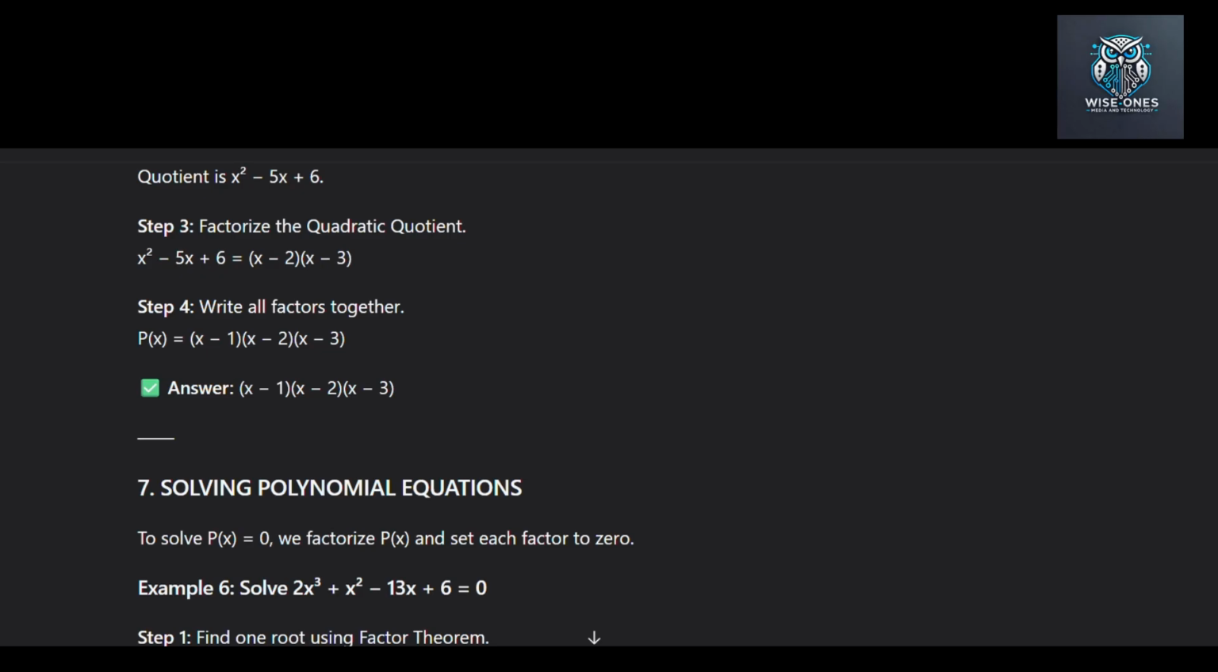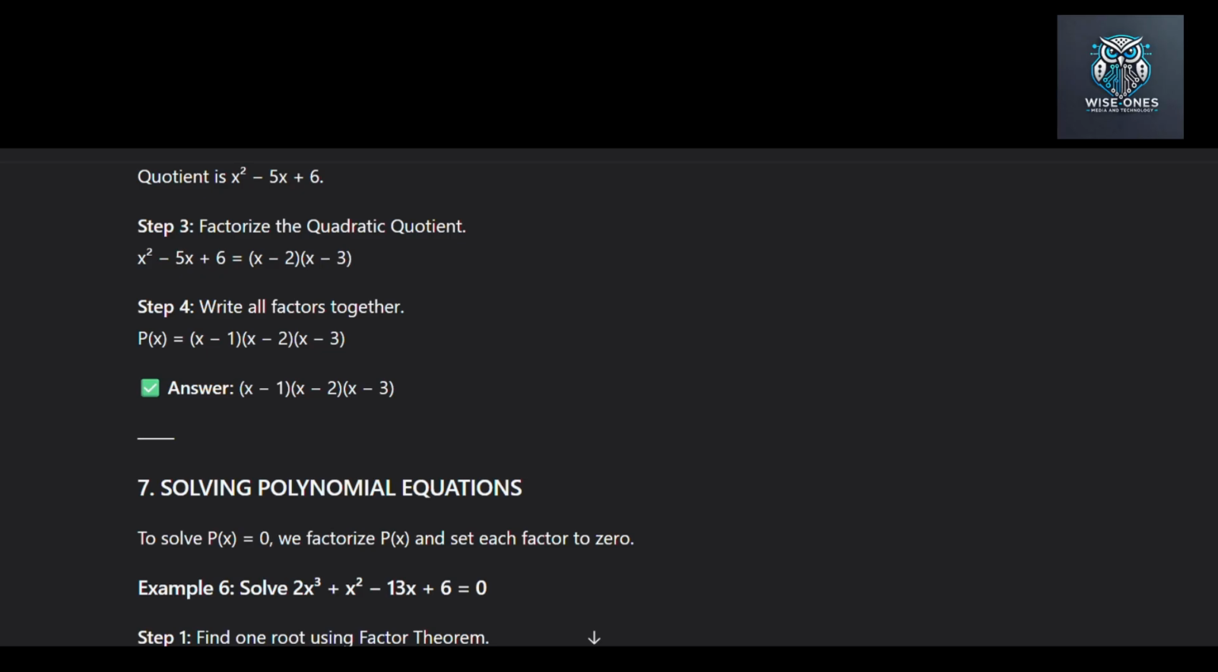Step 4. Write all factors together. P(x) equals (x − 1)(x − 2)(x − 3). The answer is (x − 1)(x − 2)(x − 3). This is the complete factorization.